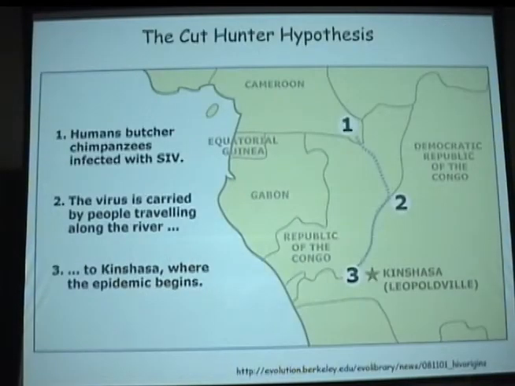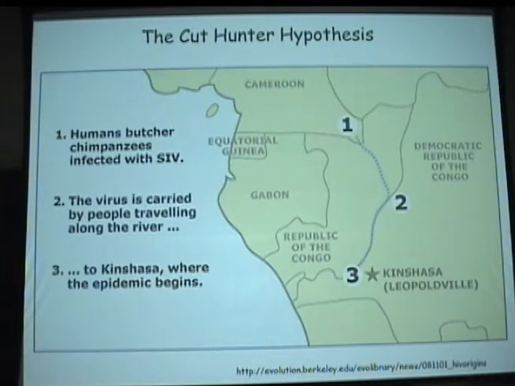That brings us to the cut hunter hypothesis. The idea is, of course, people make jokes about how someone must have had sex with a chimpanzee. That's unlikely, because for one thing, they are nasty. But for another thing, there is this bush meat trade where people in that part of the world eat chimpanzees and monkeys. I don't think they eat gorillas, but anyway, they eat great apes.